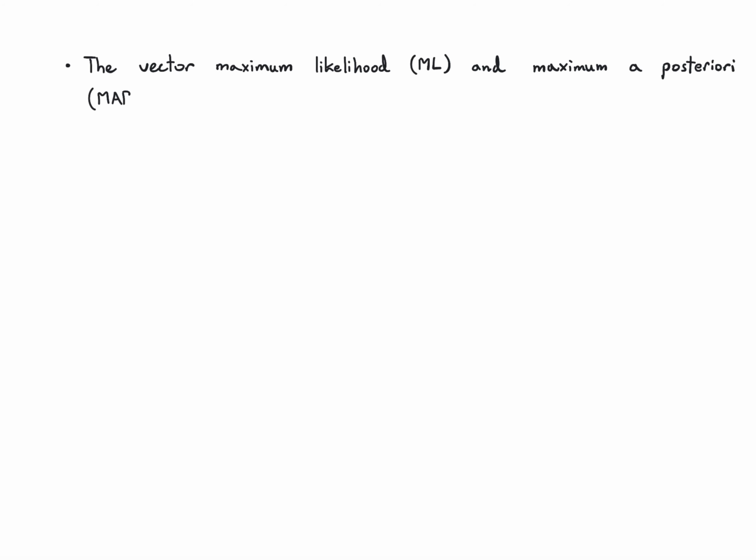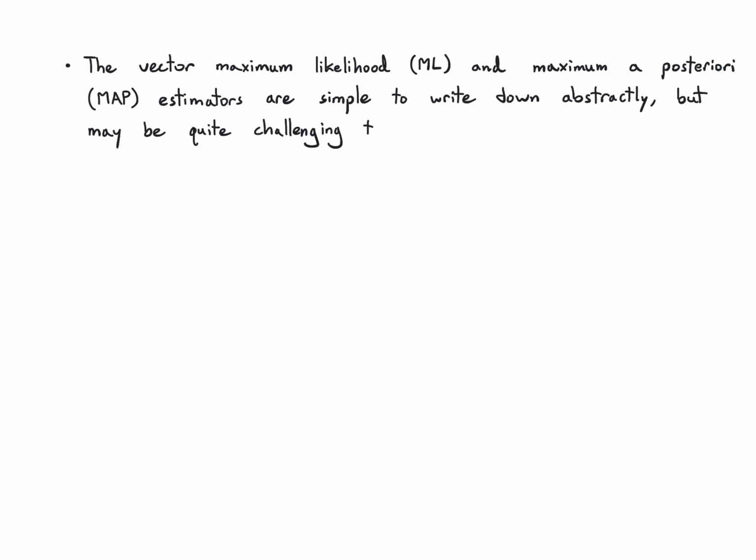Okay, so it turns out that the vector maximum likelihood, or ML, and maximum a posteriori, or MAP, estimators are pretty simple to write down. So we actually write down basically the same thing that we had before, but this is an abstraction. And it could be quite challenging for us to compute these estimators for specific distributions. But let's put that aside. Let's write down the abstract formulas.